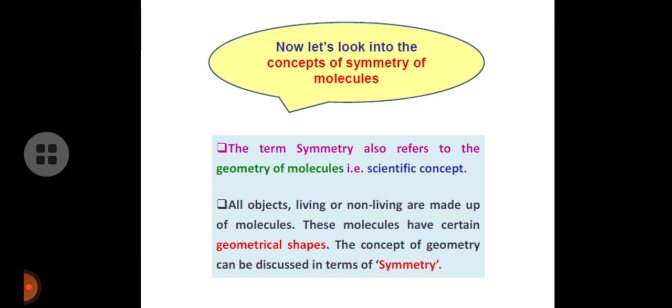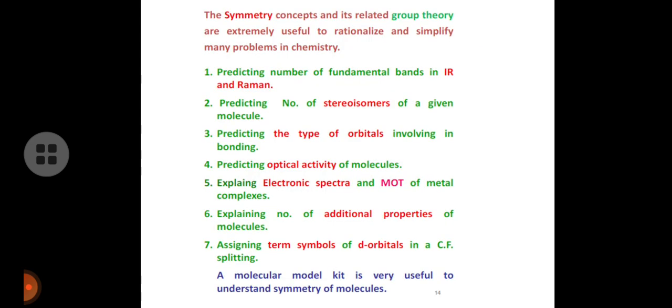Now let's look into the concept of symmetry of molecules. The term symmetry also refers to the geometry of molecules; that is a scientific concept. All objects, living and non-living, are made up of molecules. These molecules have certain geometrical shapes. The concept of geometry can be discussed in terms of symmetry. Symmetry concepts and the related group theory are extremely useful to rationalize and simplify many problems in chemistry.